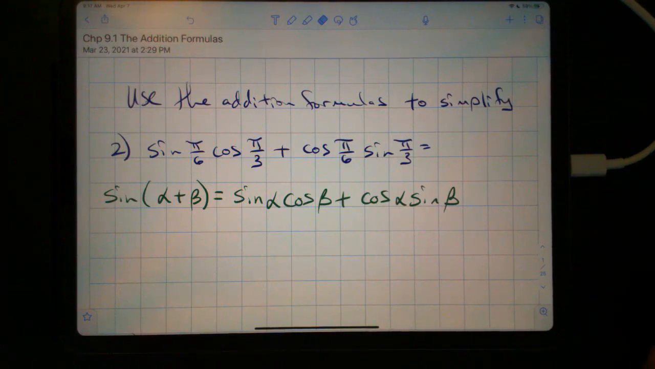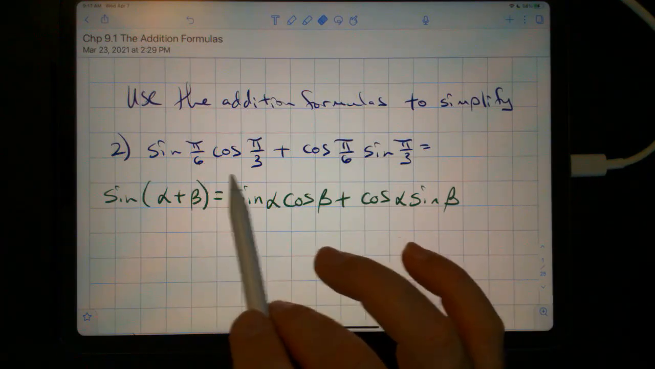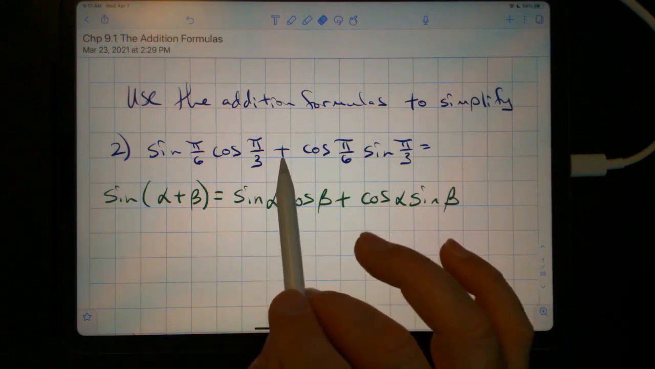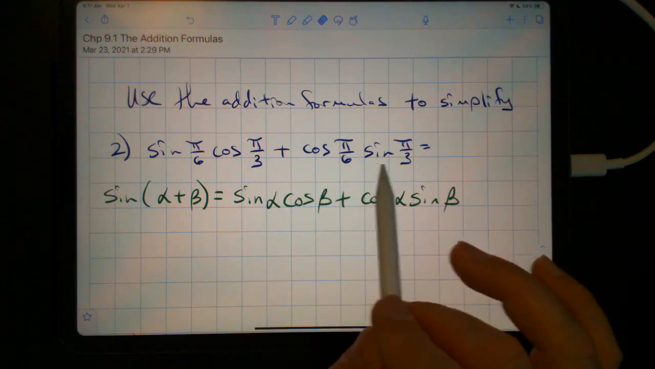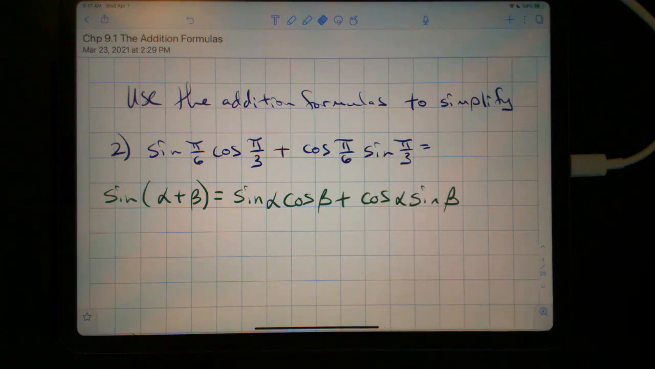Hello. So here I will solve some problems from 9.1, the sum and difference formulas, or the addition formulas. So we have problem number 2, sine of pi over 6 times cosine pi over 3 plus cosine pi over 6 times sine pi over 3.